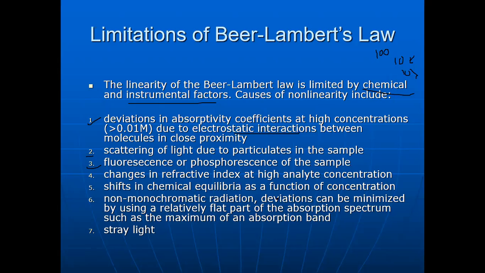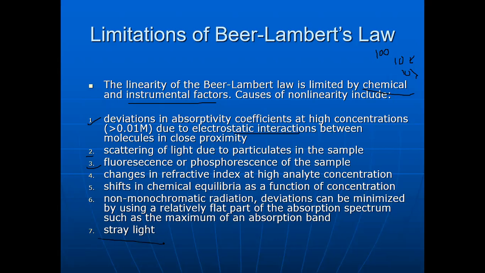Changes in the refractive index at high analyte concentration give the same problem. And shifts in chemical equilibrium as a function of the concentration. Sometimes there will be some shifting, some reverse reactions will take place, so there is a chance of shifting of equilibrium with the concentrations. For non-monochromatic radiation, deviations can be minimized by using a relatively flat part of the absorption spectrum, such as the maximum of the absorption band. So if that particular range, for example 760 nanometers, was not enough, we can go for more monochromatic light to overcome these deviations.